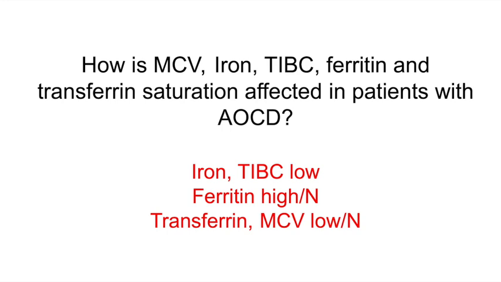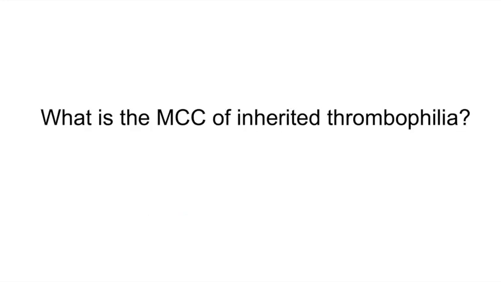What is the most common cause of inherited thrombophilia? Factor V Leiden. So other causes of hereditary thrombophilia include prothrombin gene mutation, protein C, protein S, or antithrombin III deficiency, and hyperhomocysteinemia.